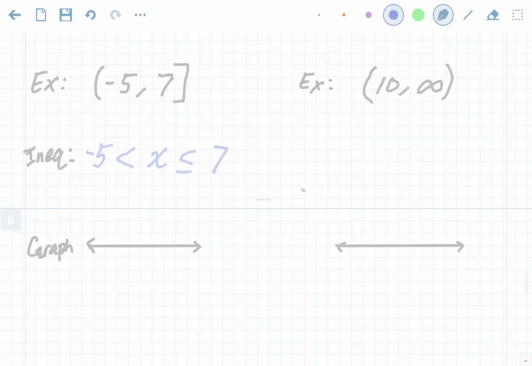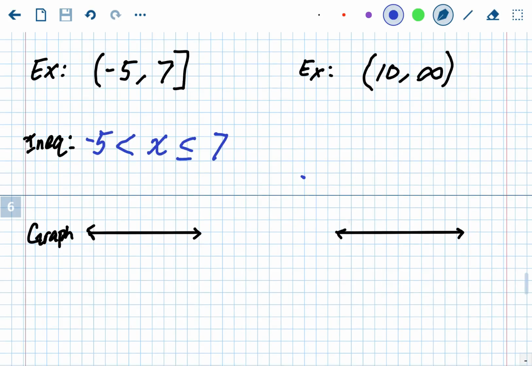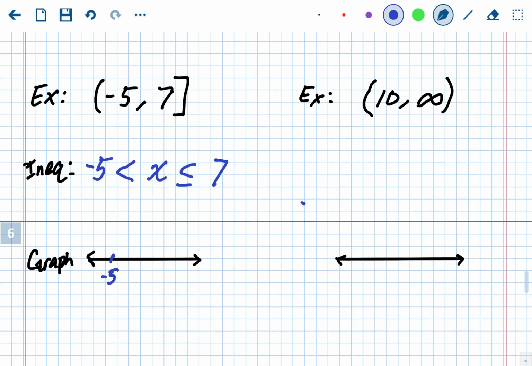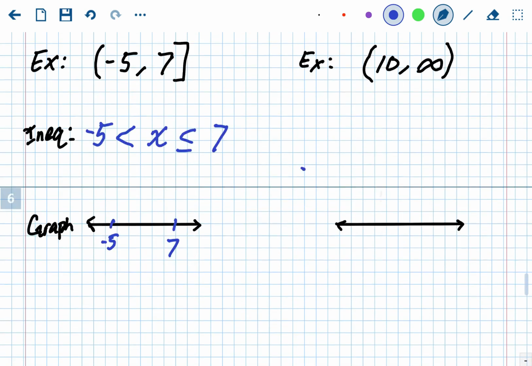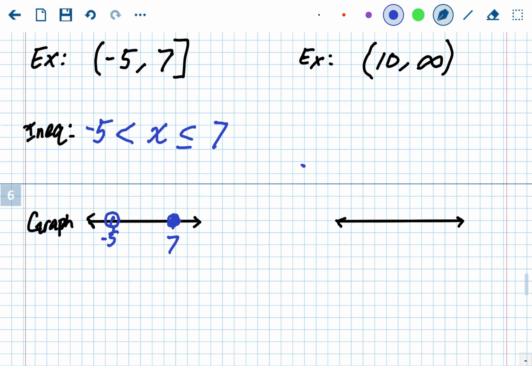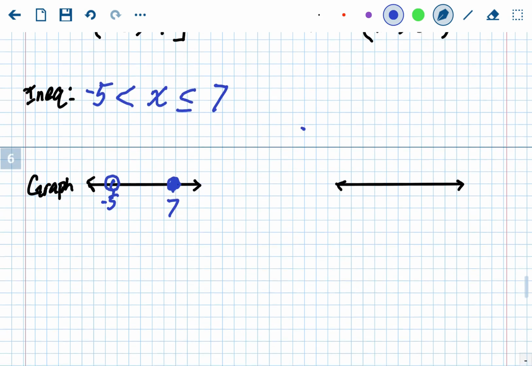All right, on a graph, okay, same thing. They all have different parts, but they all represent the same thing. So we're going to have the -5. We're going to have the 7. Again, this is not to scale. 7 is going to get a closed bracket or a closed circle because it had a bracket and it has the or equal to. -5 is going to get the open circle because it has a parenthesis and it doesn't have the or equal to. And then you would shade between them.